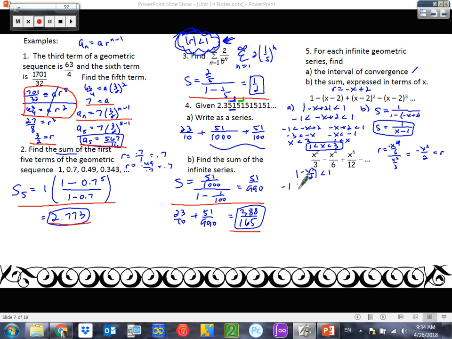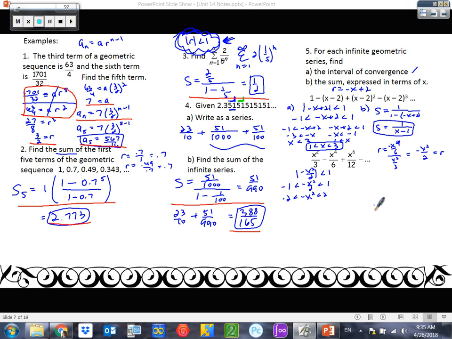So negative 1 less than negative x squared over 2 less than 1. What I would like to do is just multiply everything by 2 to get rid of the fraction. I think it's just easier. Do you have to do that? No. Negative 2 less than negative x squared less than 2.